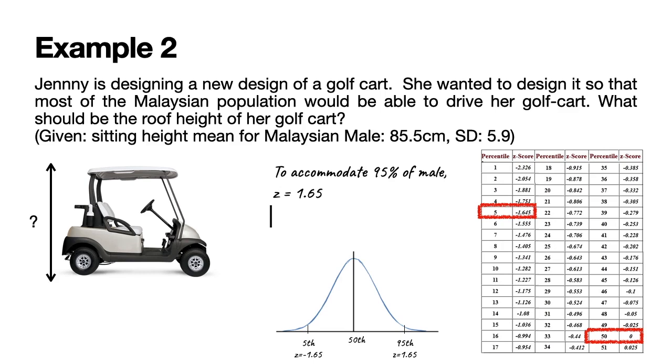If we apply all these values into our equation, we use the sitting height of the average Malaysian male of 85.5 cm, the Z-score of 95 percentile of 1.65, and the standard deviation of Malaysian males to be 5.9. So therefore, the recommended height for the golf cart should be more than 95.23 cm.